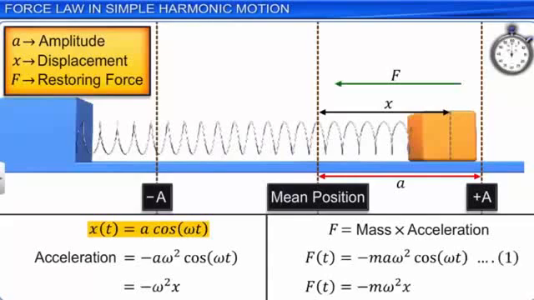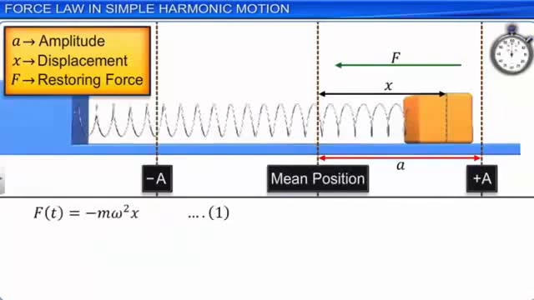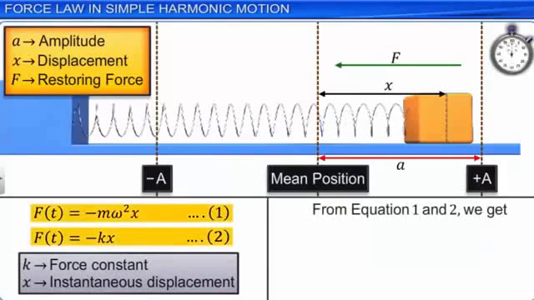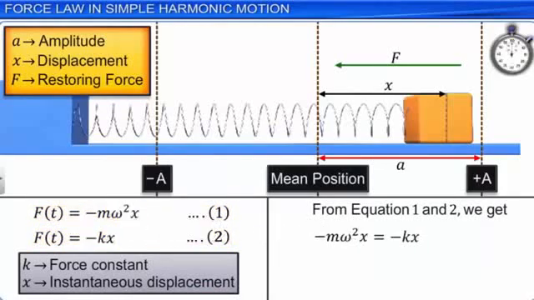Earlier we have seen that the force due to simple harmonic motion can be written as F of t equal to minus kx, where k is the force constant and x is the instantaneous displacement of the body. Let this be equation 2. Equating 1 and 2 and simplifying, we get m omega square is equal to k, or omega square is equal to k by m. Hence, angular frequency omega is equal to the square root of k by m.